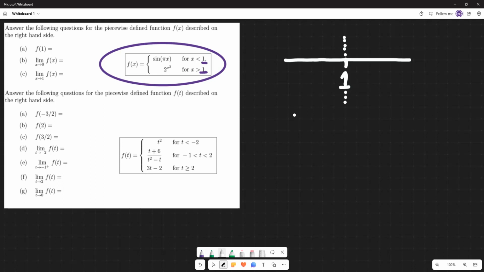Perfect. And then they say x is less than 1, so it's this side. On this side, I have sine pi x. And then for x bigger than 1, which is on our right, it's this one. So it's 2 to the power x squared. Now, if I have that, I can answer all the questions.